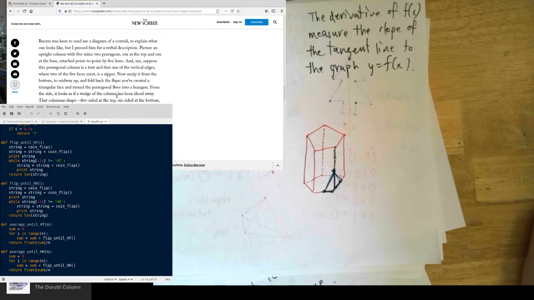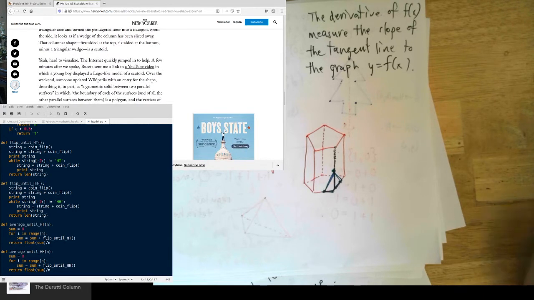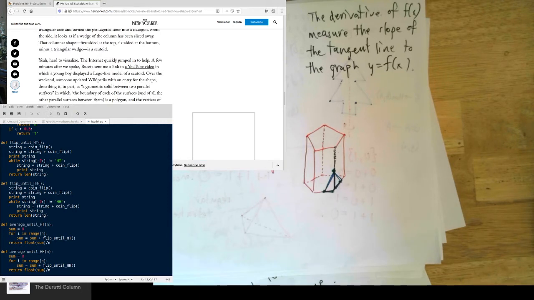The internet quickly jumped in to help. A few minutes later, after we spoke, Busetta sent me a link to a YouTube video in which a young boy displayed a Lego-like model of a scutoid. Over the weekend, someone updated Wikipedia with an entry for the shape, describing it in part as a geometric solid between two parallel surfaces in which the boundary of each of the surfaces and all of the parallel surfaces between them is a polygon, and the vertices of the two end polygons are joined together by a curve or a Y-shaped connection. Sure.